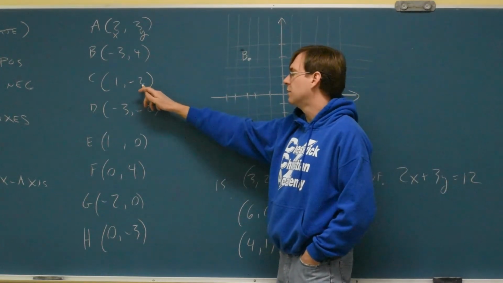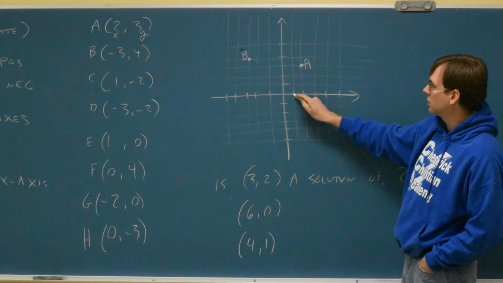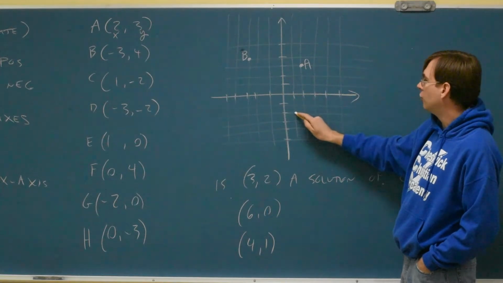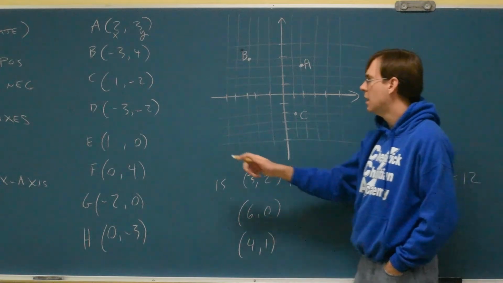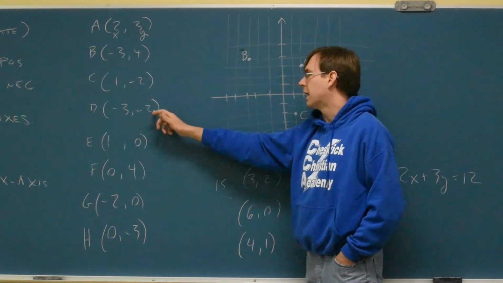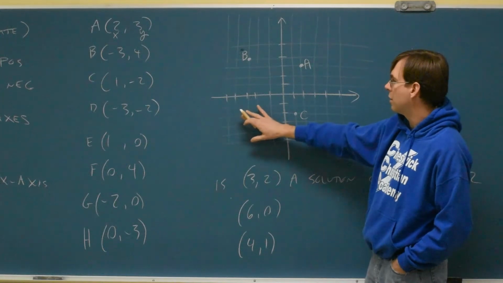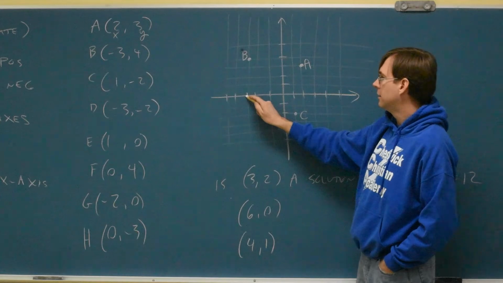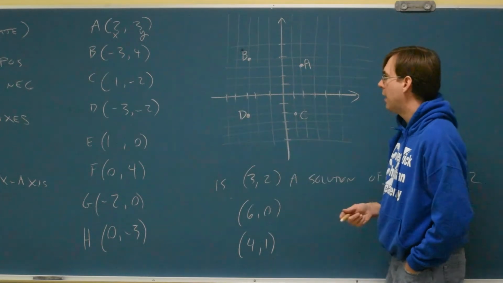If I go positive 1, negative 2, I'd go right 1 for the positive 1, because the first number is always right or left. Then down 2 for the negative 2, and there's C. For D, if we're all negatives, we're going to be in a new quadrant we've not been in before, quadrant 3. Negative 3 would go left 3, negative 2 would go down 2, and that would be D.